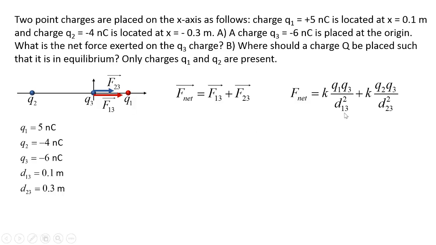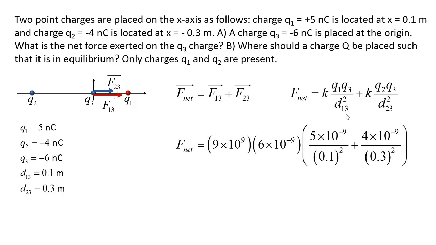So the net force will be given by the force applied by charge 1 on charge 3, which is K, electric constant, multiplied by the product between the two charges, Q1 and Q3, and divided by the distance between them squared. And this expression represents the force applied by charge Q2 to charge Q3. All we have to do is replace the given values in this equation. If you look at this equation, you see that the electric constant K and charge Q3 appear in both terms, so we can factor them out.